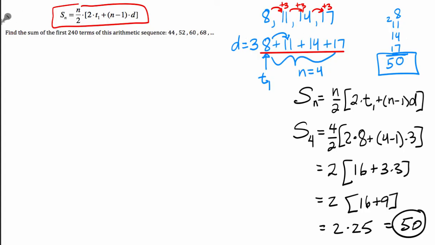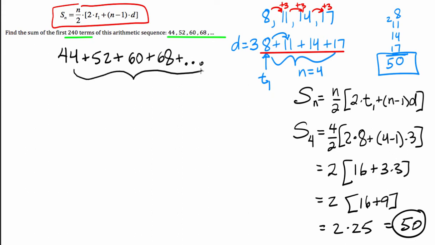The actual problem for today is asking you to add together the members of this arithmetic sequence, but all the way through the 240th term. So let's figure out what we need to know here. What we're doing is we're taking 44 plus 52 plus 60 plus 68 plus ... all the way through 240 terms.